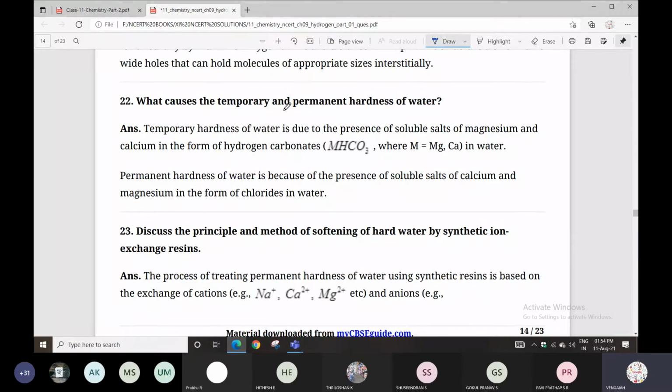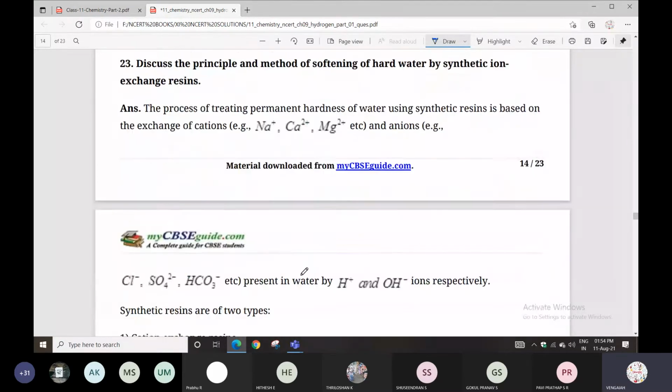Permanent hardness of water is due to the presence of soluble salts like calcium and magnesium, which are common in both cases. Only the anions will differ. In temporary hardness there is carbonate, but in permanent hardness we have chlorides and sulfates. So calcium and magnesium are common for both cases, but temporary hardness has only carbonates, and permanent hardness has chlorides and sulfates.